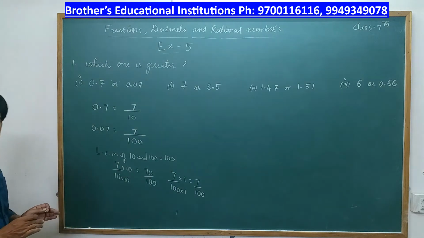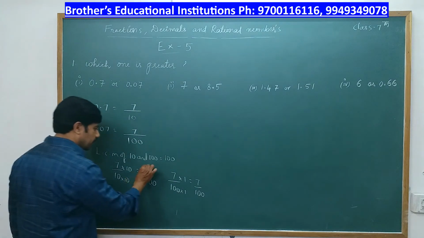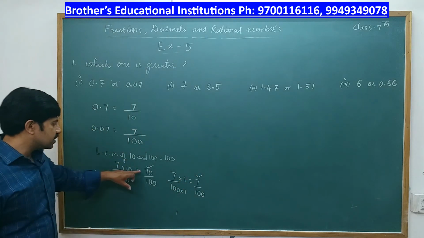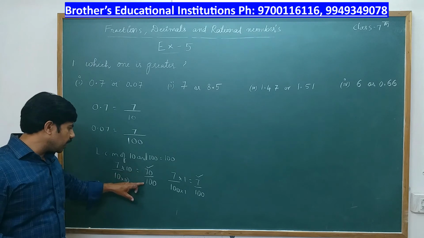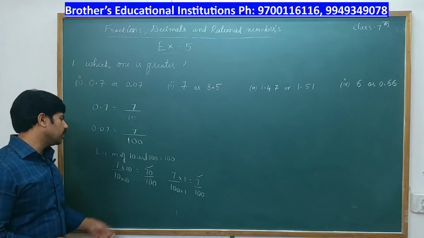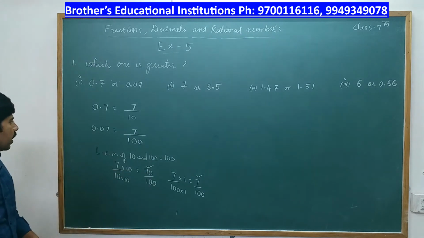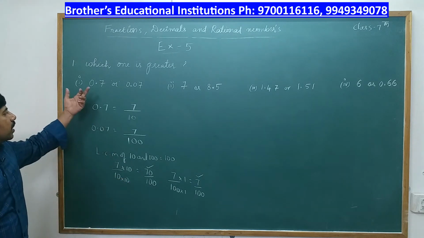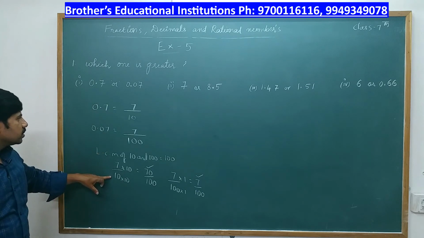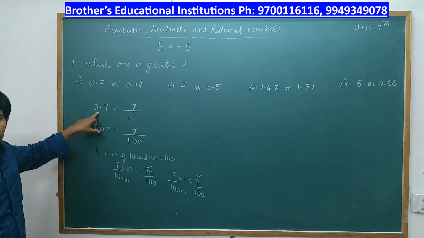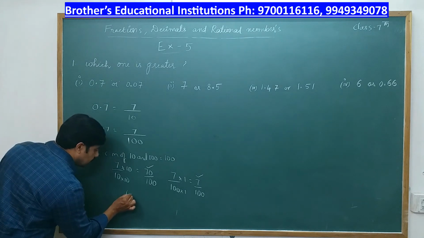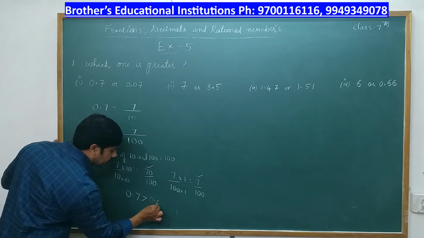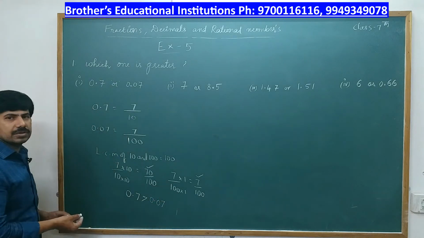As the denominators are the same, now just see the numerator. The first one is 70, the second one is 7. Which is greater? 70 is greater. That means 70 by 100 is greater than 7 by 100. We got this 70 by 100 from 7 by 10. So which one is greater? 7 by 10. 7 by 10 is nothing but 0.7. So we say 0.7 is greater than 0.07. So this is completed.